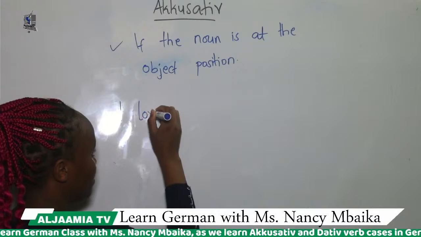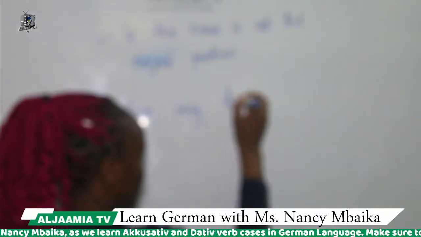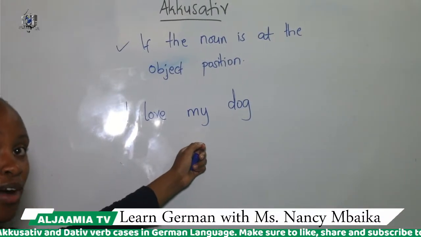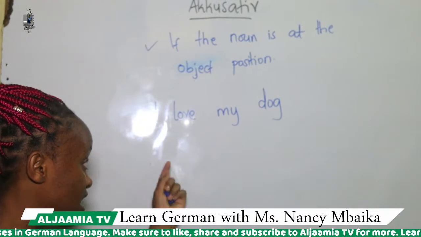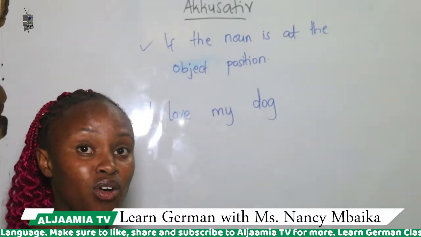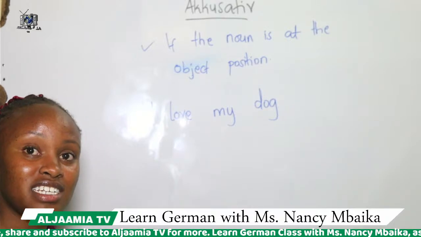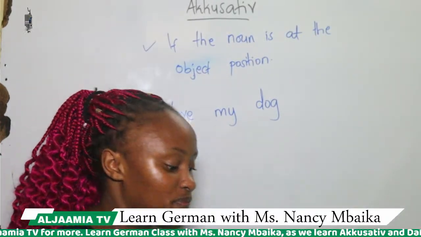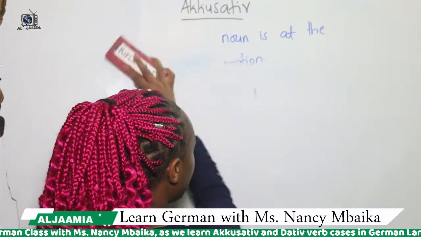I love my dog. I know a dog in German is called der Hund, but I'm not going to say ich liebe mein Hund. That one is not correct. So let us first of all look at the accusative article so that you can use the accusative case correctly. So let us look at the accusative article.